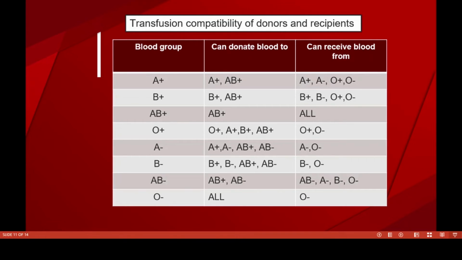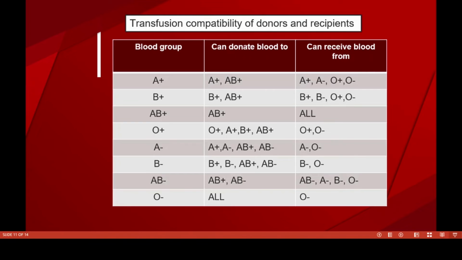If O positive, we can donate to O positive, A positive, B positive, AB positive, because O is a universal donor. But we can receive only from O positive and O negative. If A negative, we can donate to both positive and negative groups, A positive, A negative, as well as AB positive, AB negative. We can receive from A negative and O negative.